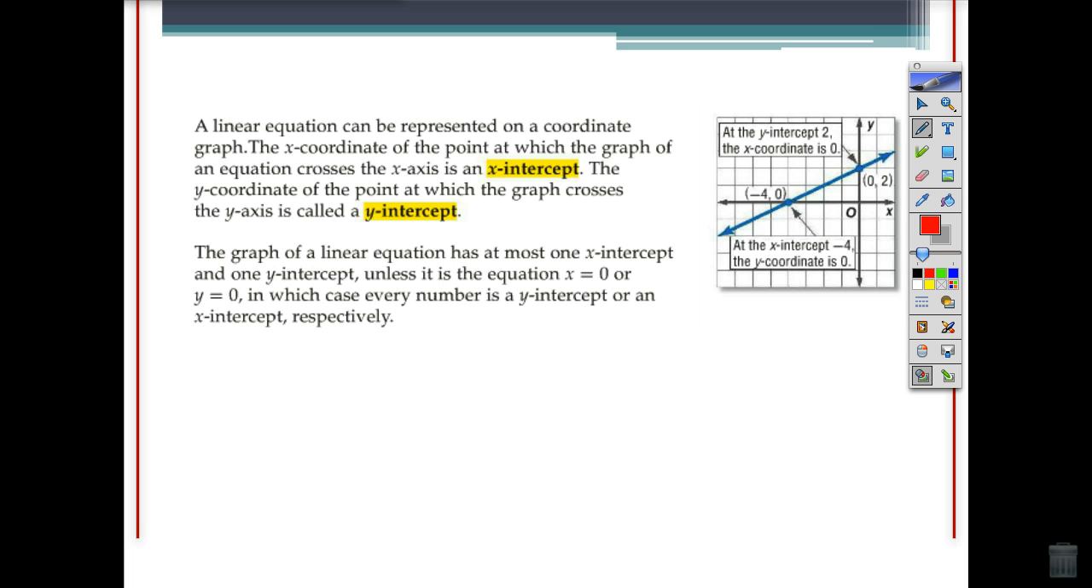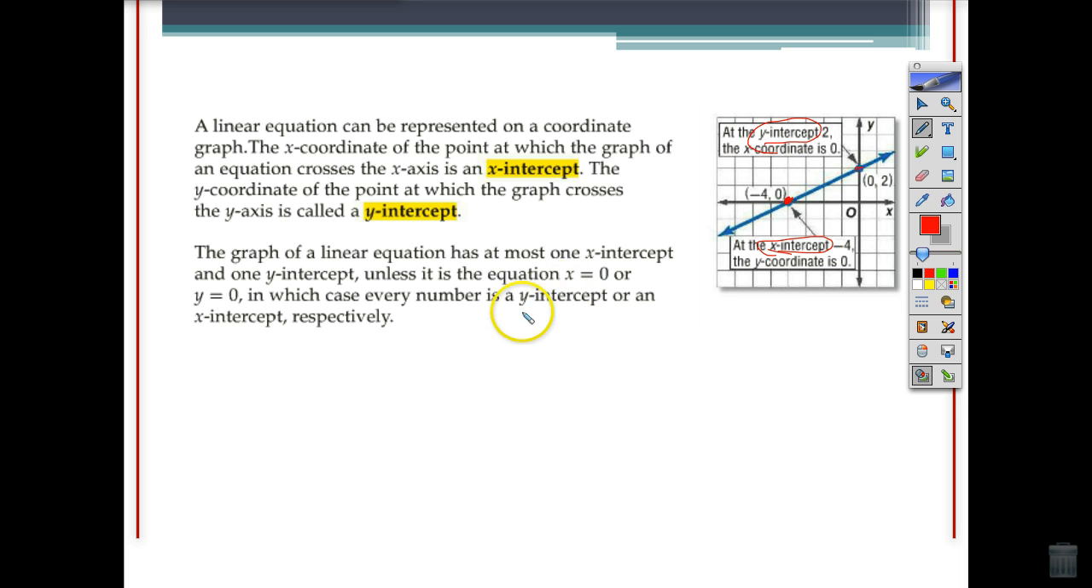Okay, welcome back. We're going to move on. A linear equation can be represented on a coordinate graph. The x-coordinate of the point at which the graph of an equation crosses the x-axis is called an x-intercept. When you have a graph that represents a linear equation, the points where it meets the x and y axes have special names. If it meets on the x-axis, it's called the x-intercept. If it meets on the y-axis, it's called the y-intercept.